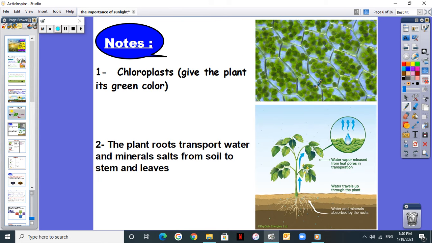Okay, this is the picture of chloroplasts inside the leaves, and chloroplasts give the plant its green color. Look at this picture. This is the roots. We said the roots absorb the water and the mineral salts from the soil. So the plant roots transport or carry water and mineral salts from the soil to the stem and the leaves.